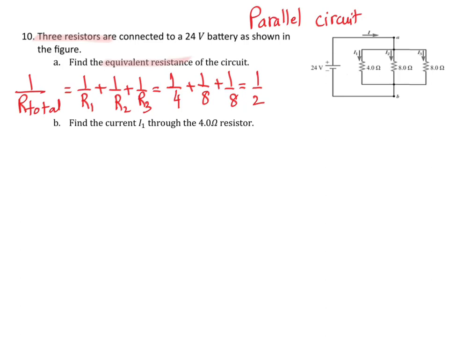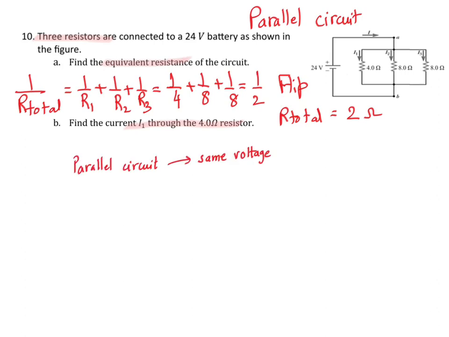But remember, this is 1 over R total, so we need to flip the answer. So our R total will be 2 ohms. That's our final answer. So in parallel circuit, do not forget to flip your answer, which you get from the formula. It's asking then to find the current through 4 ohm resistor.